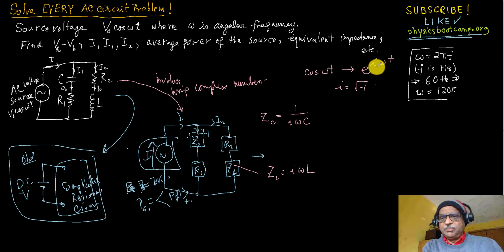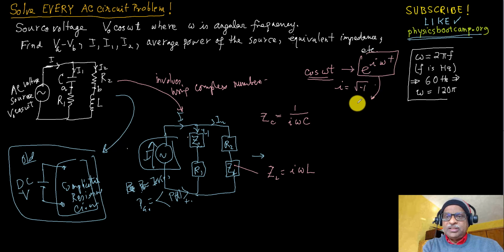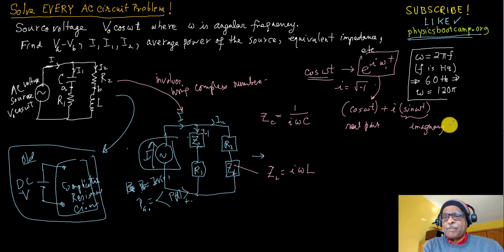In the end, we have introduced something that is real and complex. If you look at this complex thing, it is actually cosine omega t plus i sine omega t. So cosine omega t is the real part of this, and sine omega t is the imaginary part. They're both real, but the imaginary part is the one multiplying i.